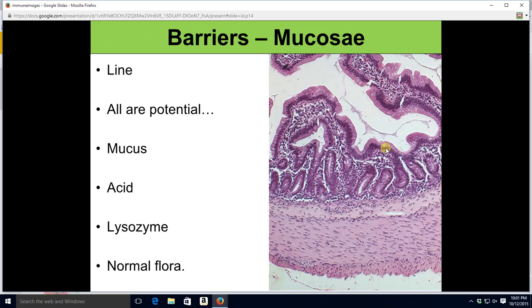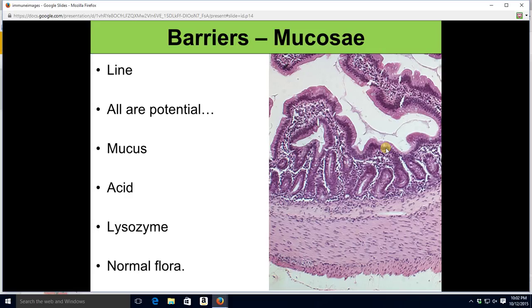All right, moving right on. Now, the skin is a great barrier. It is not the only barrier. We also have our mucosae, or our mucous membranes. They're going to line all of our tracts: digestive, respiratory, urinary, and reproductive. All of these are potential entry points for pathogens. All the linings in these tracts are mucosae because they produce mucus. That mucus can be sticky and trap things, and that's especially the case in the respiratory system.